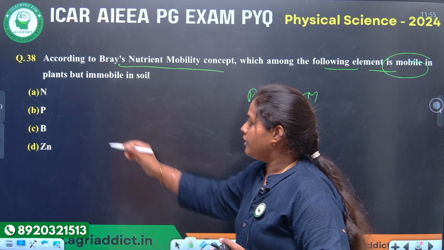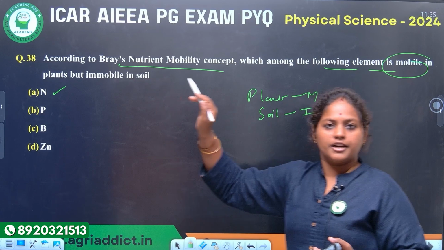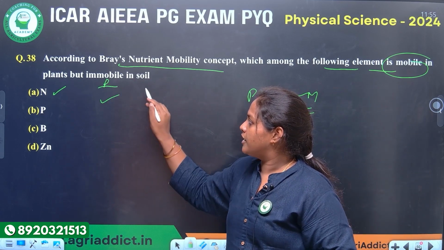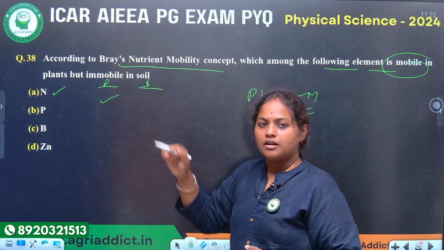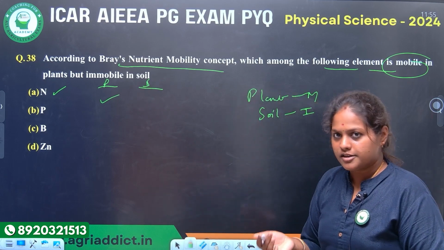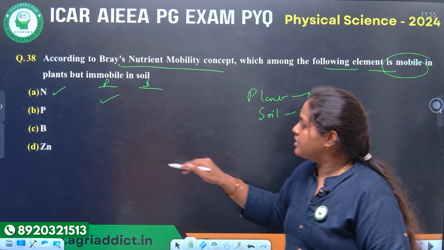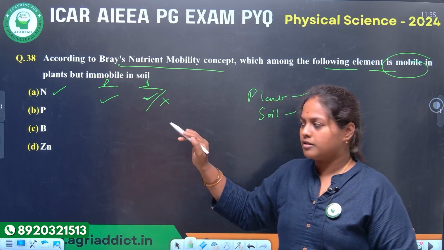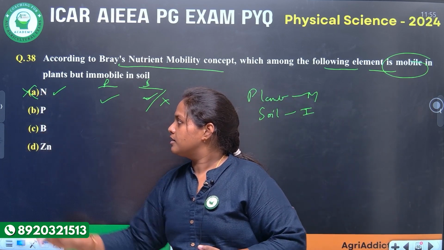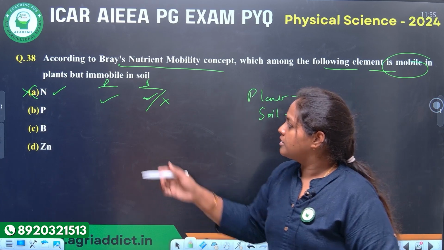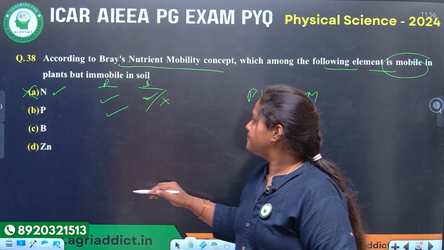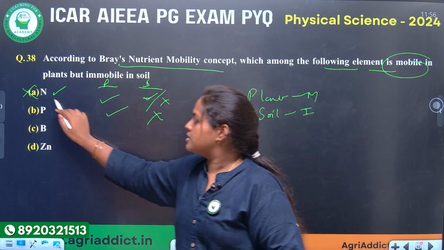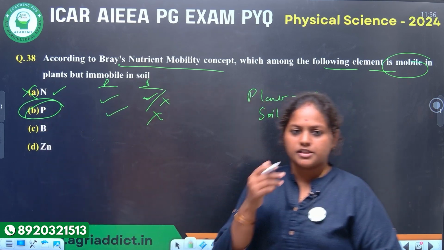Let us see one by one. Let us take nitrogen. Nitrogen is mobile in plants, we know. What about soil? If it is nitrate, it is mobile. If it is ammonium, it is immobile. So both are there, and we can eliminate this option. Moving on to phosphorus, it is mobile in plants. What about soil? It is immobile. The answer is phosphorus. Why is phosphorus immobile in soil?